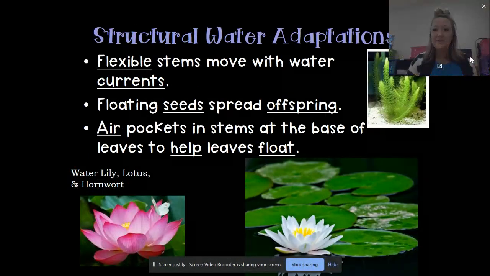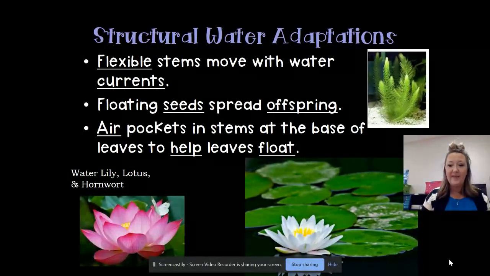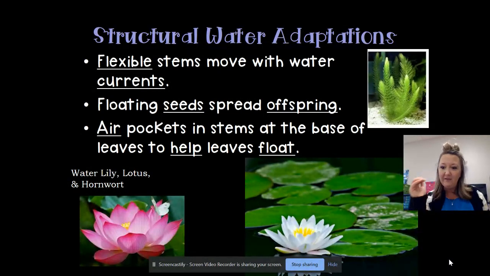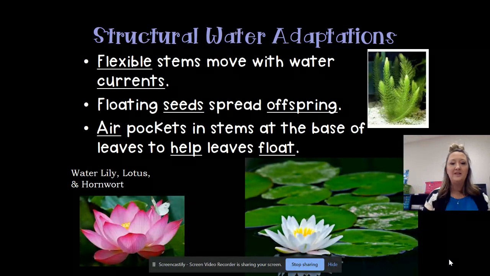Now, some organisms live in water, and they have specialized adaptations that help them survive in water. So some structures that help water plants survive in their environment are that a lot of times their stems are really flexible, and that's because currents and movement in the water can move those stems just like wind can. But water is a lot heavier, and so it pushes a lot harder. And so those flexible stems don't break, they just bend whenever there's movement.